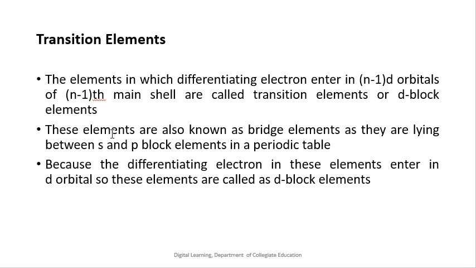These elements are also known as bridge elements because they act like a bridge between the s and p blocks, as they lie between the s and p block of the periodic table. Because the last electron, the differentiating electron or the valence electron, in these elements enters the d orbital, these elements are called the d block elements.